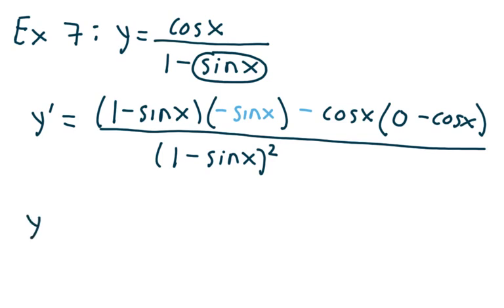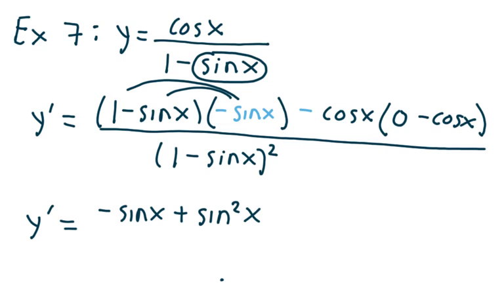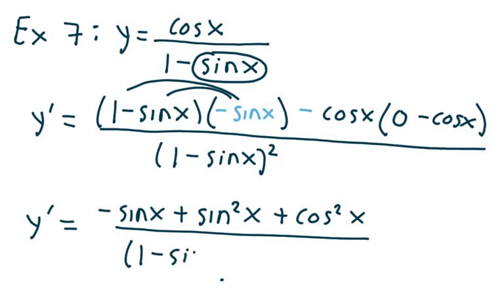So let's simplify this down a little bit. I'm going to distribute the negative sine x inside. So you're going to get negative sine x, and we're going to add sine squared x, and we're going to add cosine squared x, right? Because a negative times a negative is a positive. And we're going to divide by 1 minus sine x squared. But sine squared x plus cosine squared x is the same as 1.